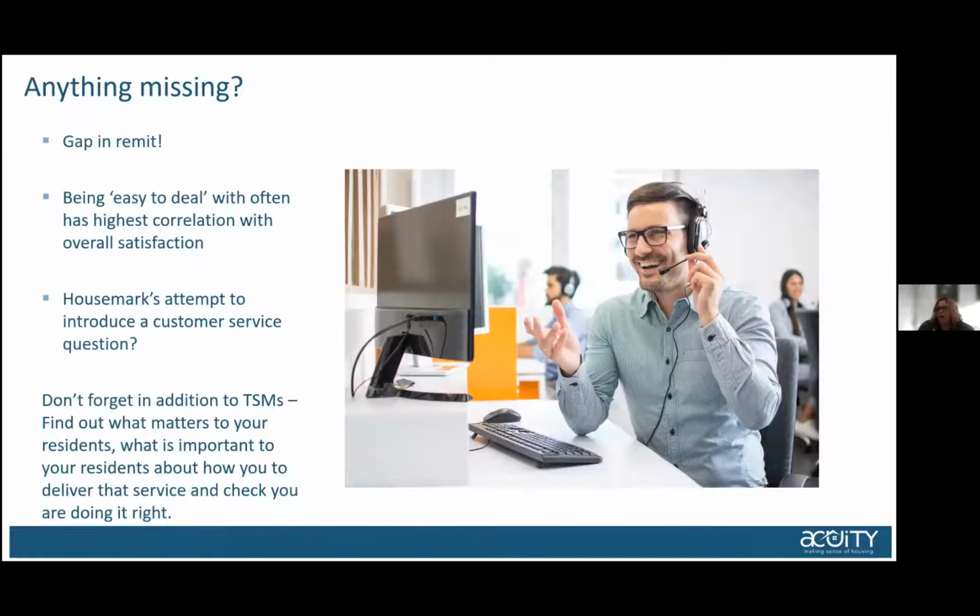And that was why, working with HouseSmart, we brought in Easy to Deal With, because it was an attempt to ask a customer service question. And there was a lot of research in this, and we know there's a high correlation with this question and overall satisfaction. So if you're deemed to be easy to deal with, whether that's making a complaint or reporting a repair, you will score very highly on overall satisfaction. So it's a customer service element.